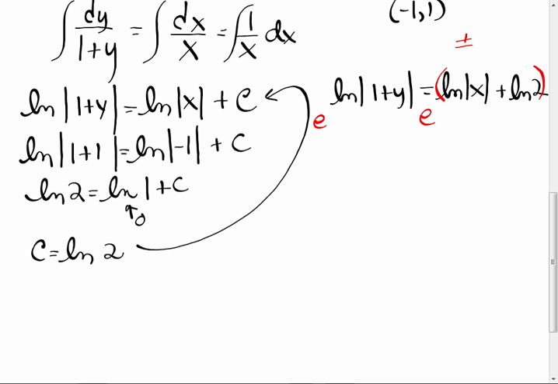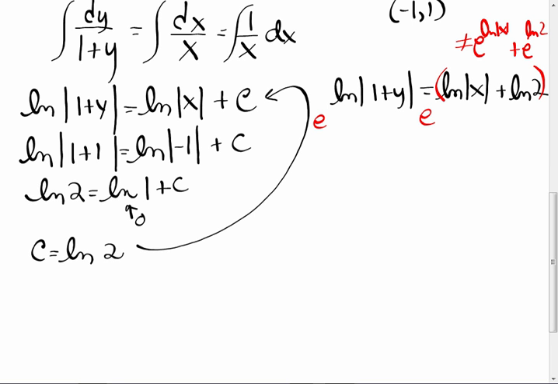It does not equal e to the log of absolute value of x plus e to the log of 2. It never will be. It will never be that. You can't ever bring that down. So once I see that, I'm done. I've stopped reading because it's wrong.